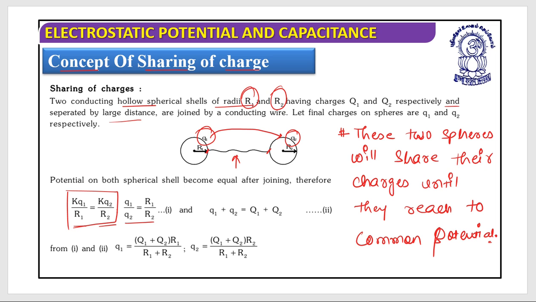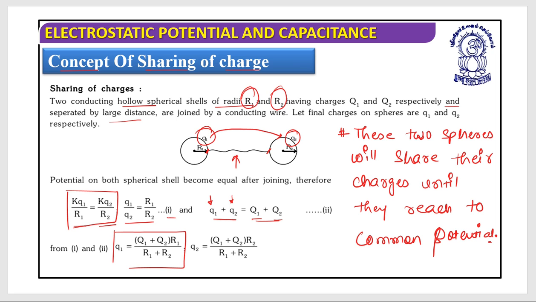Now I know that charge is always conserved for any system. Conservation of charge would be there. So q1 dash plus q2 dash is equal to q1 plus q2. This is the charge after they have been connected, and this is the charge before they have been connected. So if I solve equations 1 and 2, what I get is q1 dash is equal to q1 plus q2.